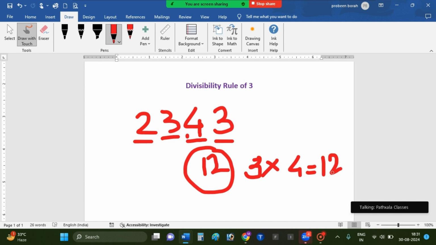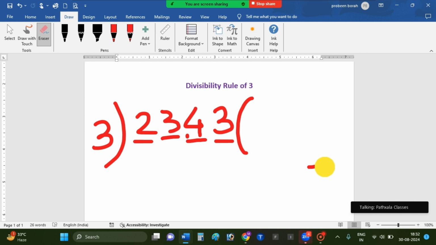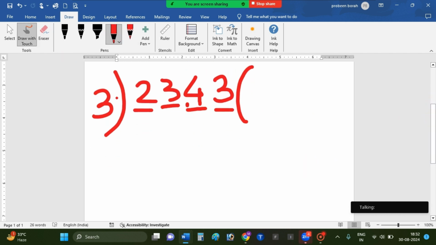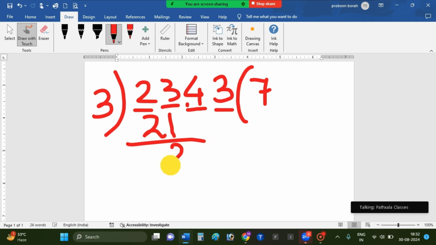So now can you check whether 2343 is divisible by 3? I mean, can we directly check whether 2343 is divisible by 3? I think sure we can find that out, right? So let's try that. If we divide by 3, 3 sevens are 21, right? So if we subtract 21 from 23, balance is 2, 24 remains.